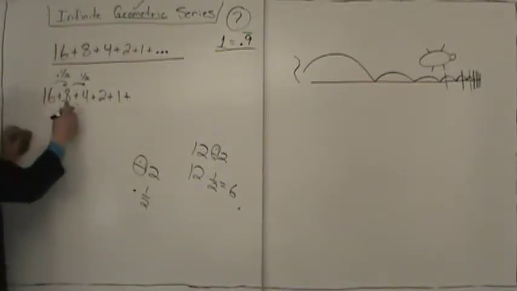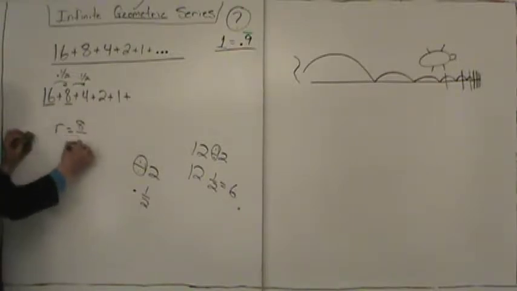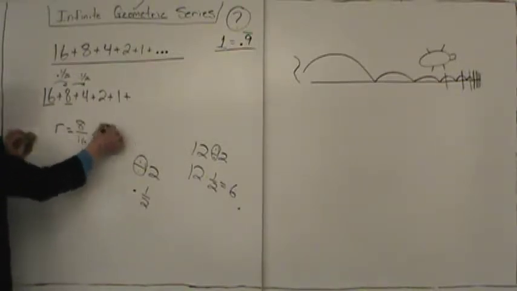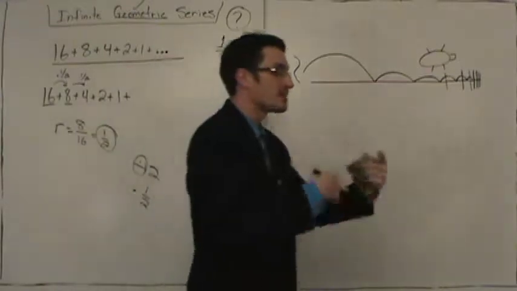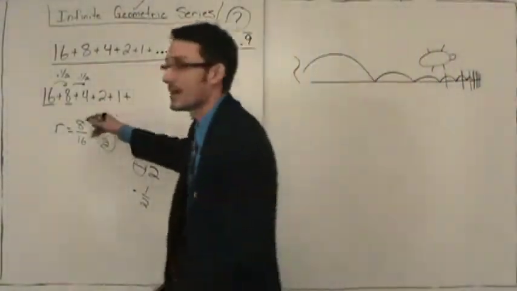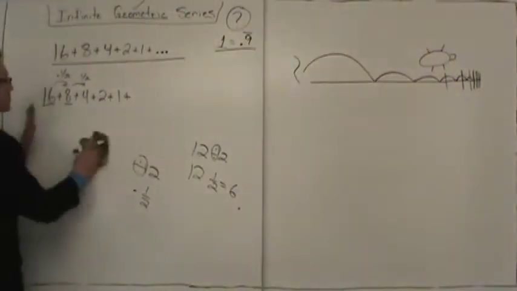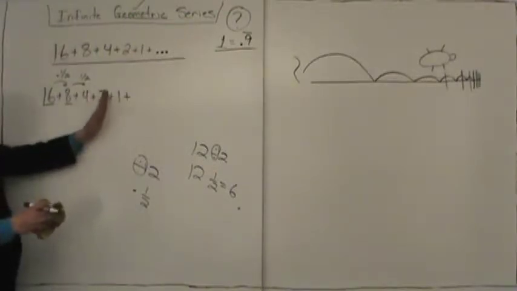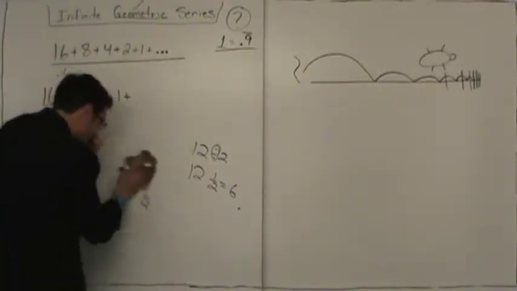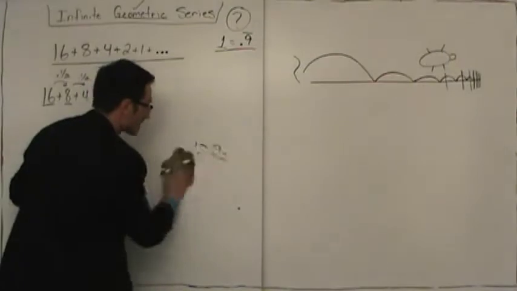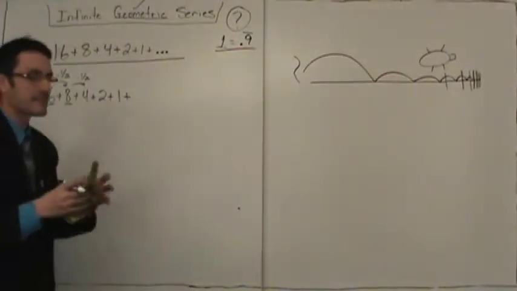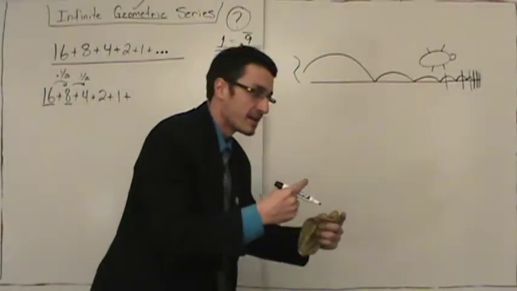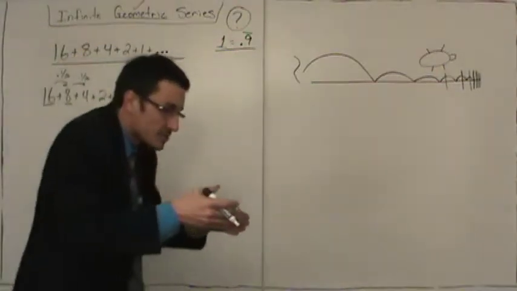And how do we find it? We take the second number, which is 8, and divide by the first number, which is 16, and we get 1/2. So what is being multiplied each time? 1/2 is being multiplied. Do you see that the values are getting smaller and smaller? If the values are getting smaller, what happens is as we add forever, we start to get very close to a specific number.